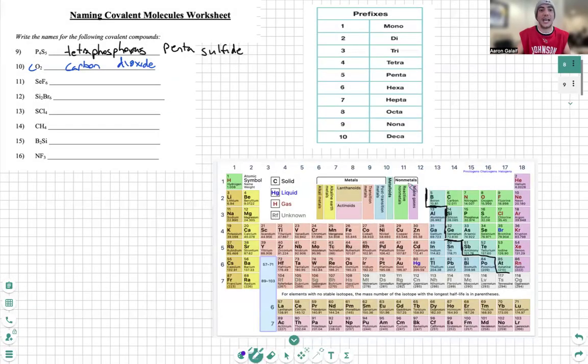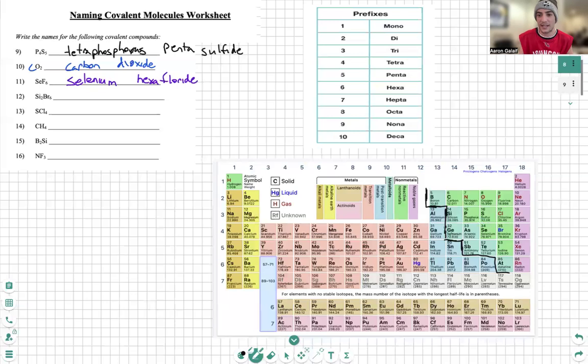Next one is SeF6. We find them and see we have F6. We have to find selenium. There it is. Beautiful. Both are nonmetals. Selenium only has 1, but we do not put mono for the first term. So we're just going to put selenium. Then there are 6 fluorides, so we write hexafluoride. That's it. Simple and easy. Let's keep going.